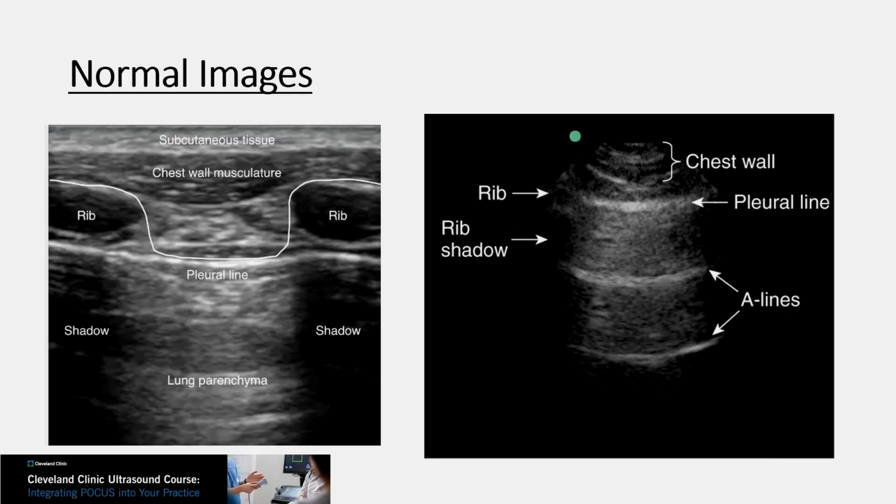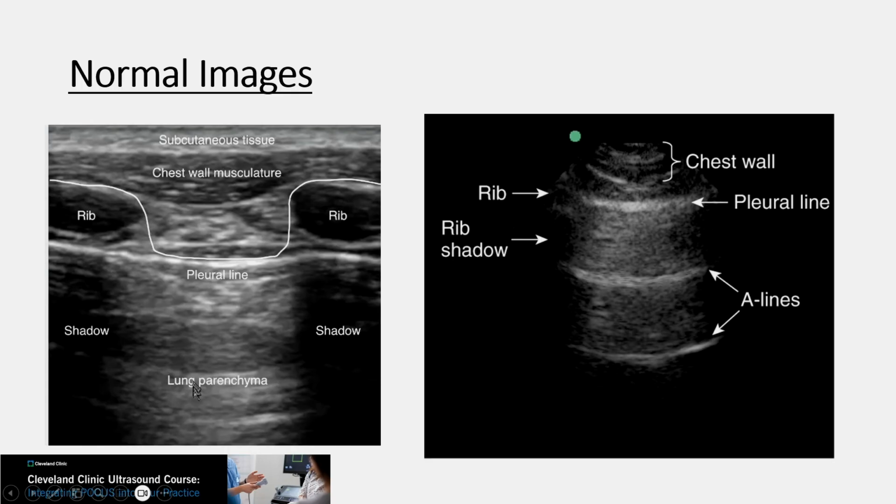This is an example of a normal image, a normal aerated lung. I'd like to point out that finding the pleural line is crucial. So in this particular image, you'll notice the subcutaneous tissue and the chest wall musculature. With this particular probe, which is a linear probe, you'll see a rib, another rib on the side, and in between we're going to find the pleural line. You should not be able to see anything under the rib because of the rib shadow, meaning that the rib is so hyperechoic that you're not able to see below it.